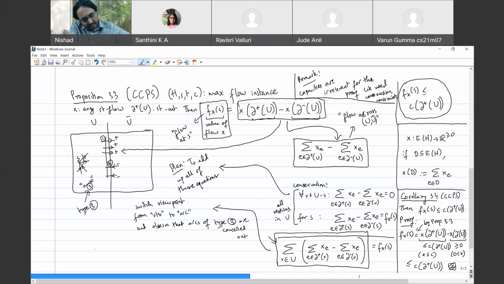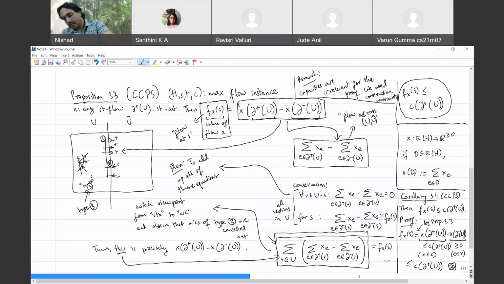Thus, take all the arcs going out and subtract all the arcs coming in. Okay? So that's it. That proves proposition 3.3. All right, and we have already seen how proposition 3.3 immediately implies the corollary because now we have the capacity constraints.